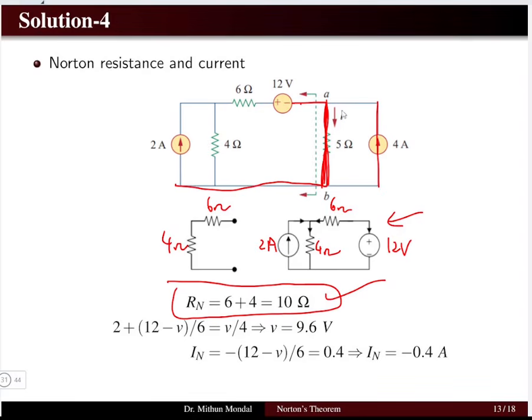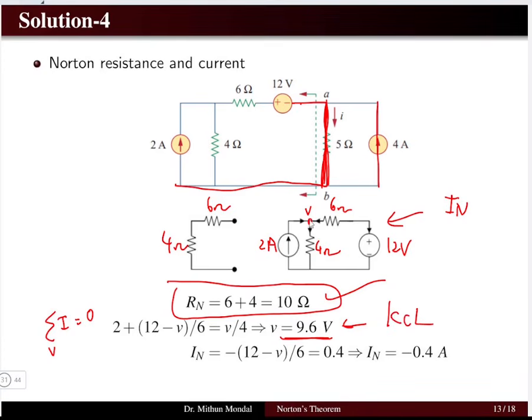So can we determine what is the Norton current that is flowing? Here you can apply the KCL to determine the voltage. What is the voltage at this particular node? You apply the summation of all the currents meeting at the particular node, and set it equal to 0. We can find the potential of that node, that is 9.6 volt. This is in accordance with Kirchhoff's current law.